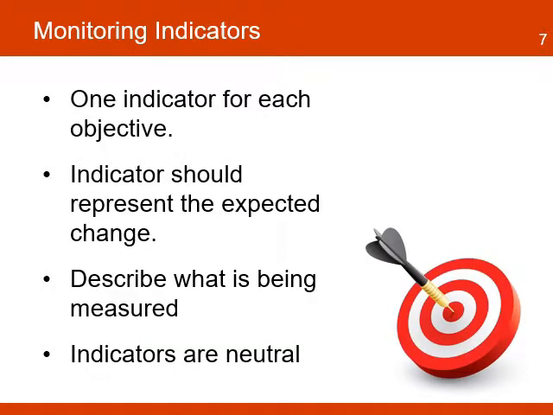There should be at least one indicator for each objective. The indicator should be clear and specific, and the change measured by the indicator should represent progress that the project aims to achieve. An indicator should be defined in precise and unambiguous terms and describe clearly and exactly what is being measured. For example, the words improve, increase, or decrease should not be used in indicators. An indicator should be neutral and objectively verifiable.